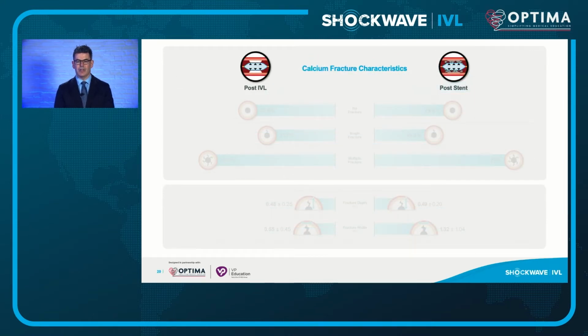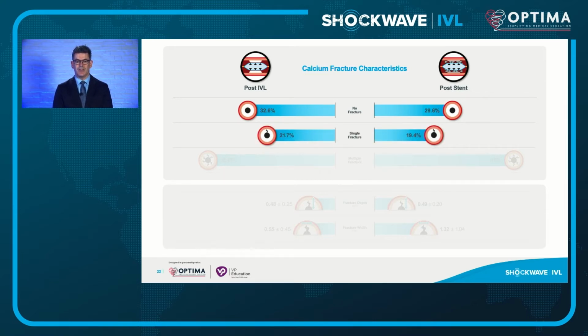When we look at the mechanism of action, so understanding how intravascular lithotripsy is working, we're looking for calcium fracture characteristics. And these were the details that we obtained from the OCT substudy. Interestingly, we saw no fracture in 32% of patients post-IVL. So the macroscopic fractures that you can see on OCT were not visible. Post-stent, 30% of patients had no fractures visible. Single fractures were observed in 21% of patients post-IVL, and a similar number after the stent implantation, and multiple fractures were observed in just under half the patients.